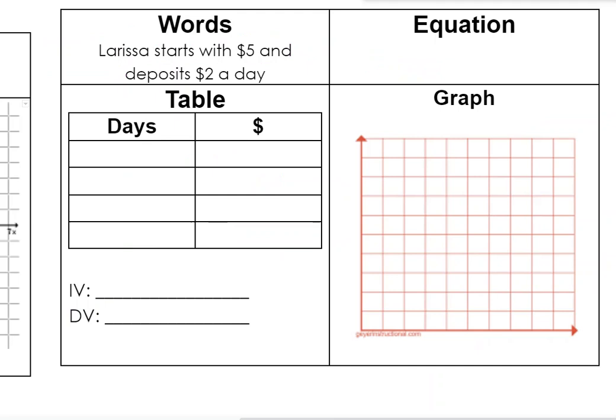All right, last one says Larissa starts with $5 and deposits $2 a day. All right, so my equation's always y equals. She starts with $5. And she deposits $2 a day. So depositing money means that you're adding money into your bank account. So that means that she's adding $2, and then it says a day. We don't know how many days she's doing this for, right? So that's my x.